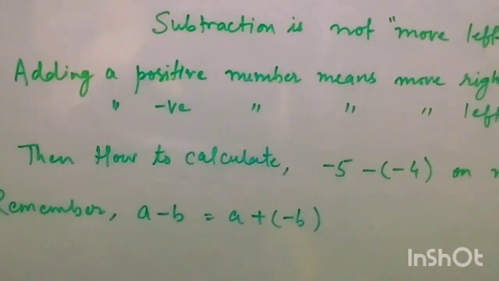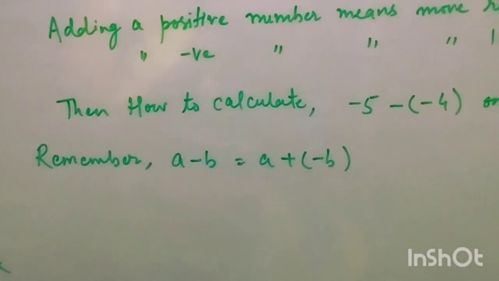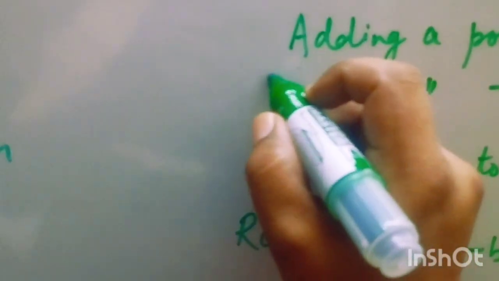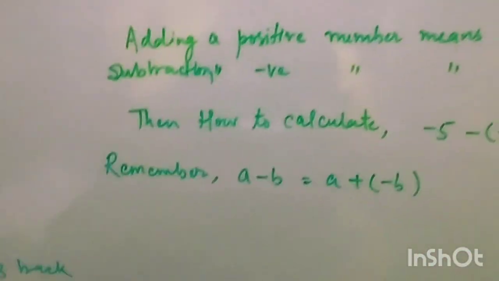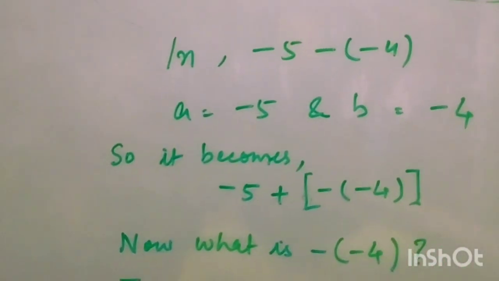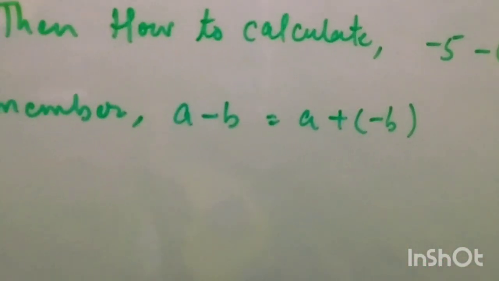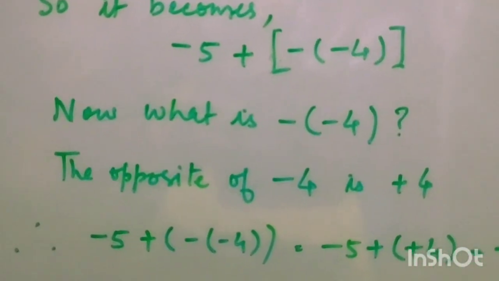So then how to calculate this value of minus 5 minus of minus 4 on a number line? For this, you should always remember that a minus b is equal to a plus of minus b. In this example, the value of a is minus 5 and b is minus 4. So substituting the values of a and b in this equation, a minus b is equal to a plus of minus b, here your a becomes minus 5 and b becomes minus 4.